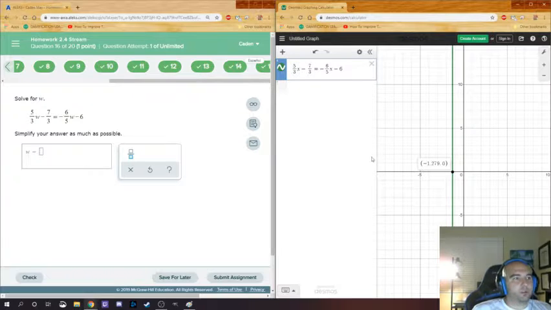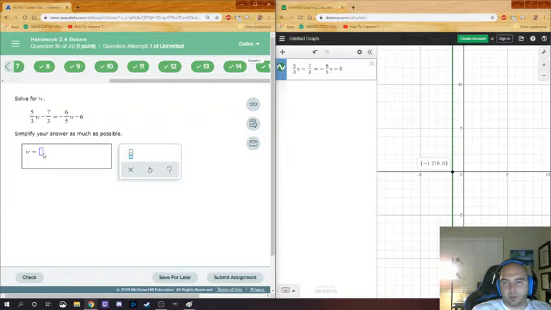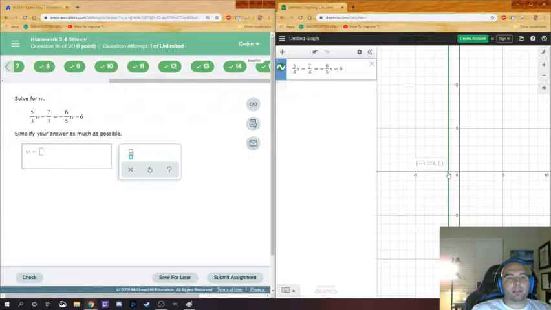It's negative 1.279. If I type negative 1.279 into Alex right here, it's going to tell me I'm wrong. The reason why is it wants a fraction. But I don't know about you, I'm pretty sure off the top of my head I'm not confident in what 2.79 is. In fact, Desmos here always rounds the third digit, so it could be 2.86 repeating.